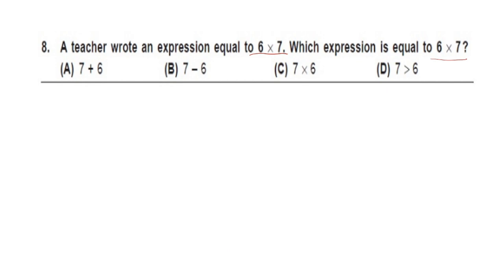Well, it's an easy one. It is just testing your concept. So, 6 times 7 is same as 7 times 6. So, if it is a multiplication sign, the multiplication sign should continue. So, option C is the right answer and not the others.